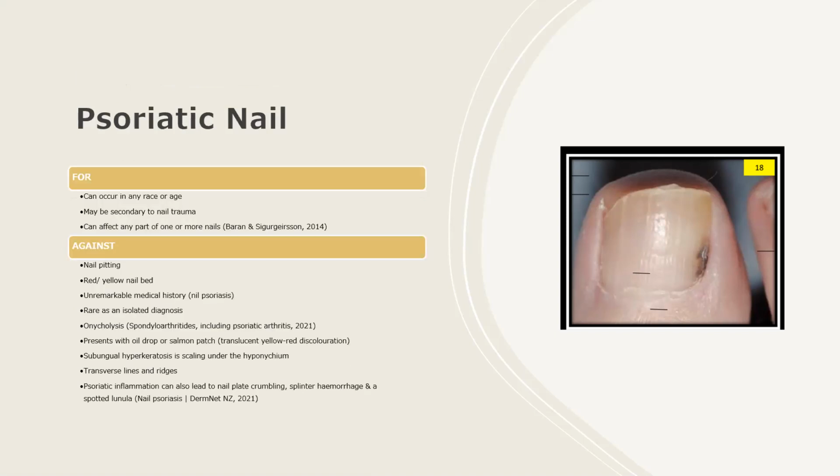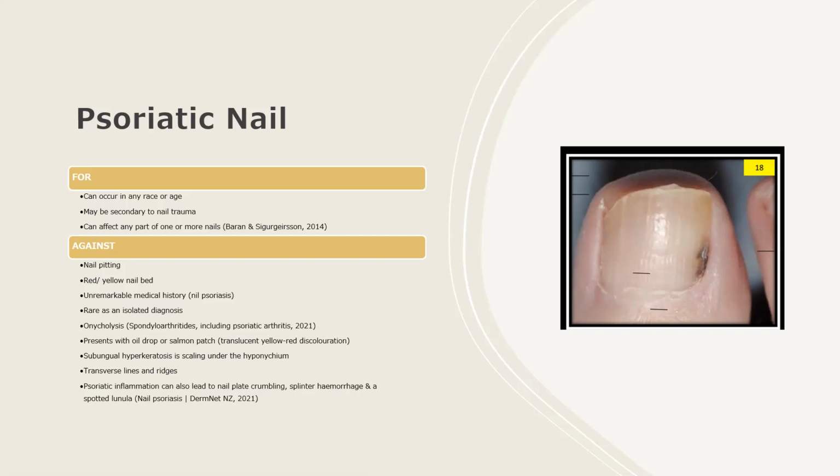And this brings us to our last differential diagnosis, and the reason we've chosen psoriatic nail is the fact that it can occur at any age and any race. It may be secondary to nail trauma associated with his renovations, and it can affect any part of one or more nails.